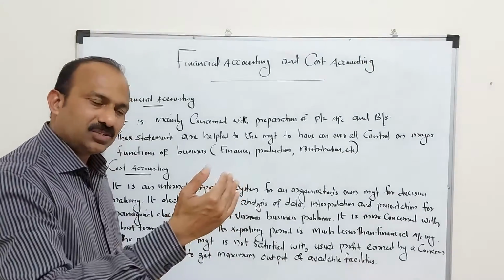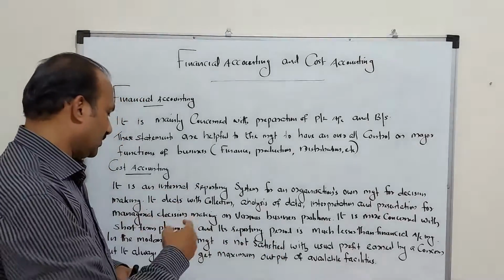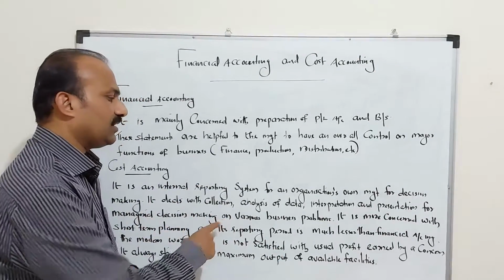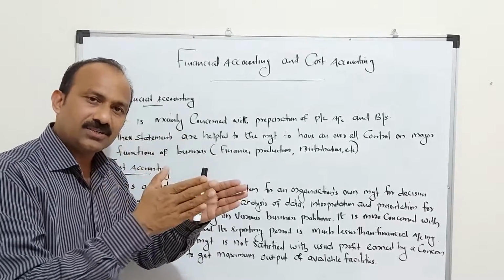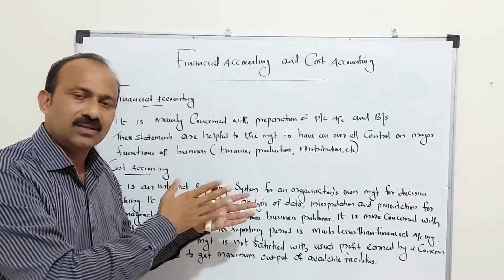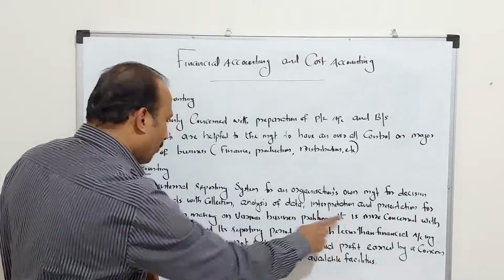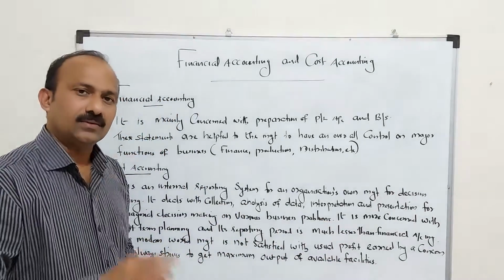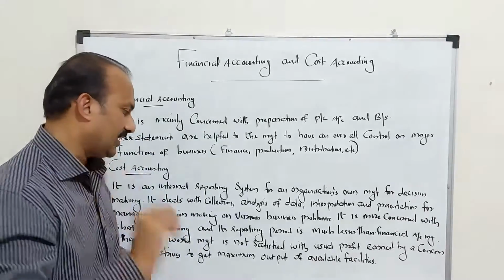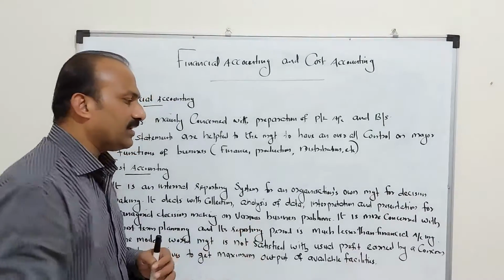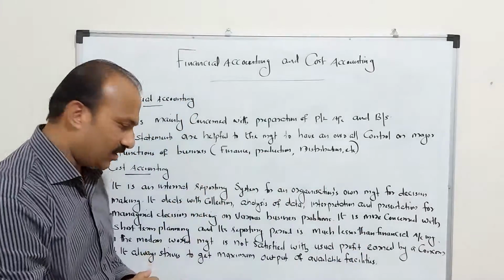It includes the collection of cost, analysis of the data, interpretation and presentation of the data for managerial decision making, or in order to solve various business problems: cost collection, cost analysis, cost apportionment for deciding various factors related to production. It is more concerned with short-term planning. That means cost accounting is normally used for short-term planning of an organization. Normally its reporting period is less than the financial period, much shorter than in financial accounting.